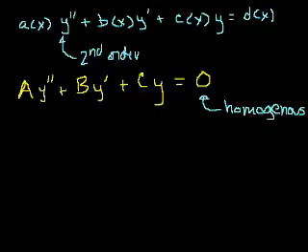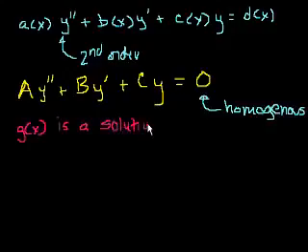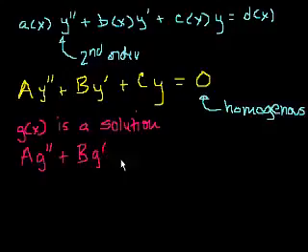Let me just throw out something. Let's say that g of x is a solution. So that means that a times g prime prime plus b times g prime plus c times g is equal to 0. These mean the same thing.